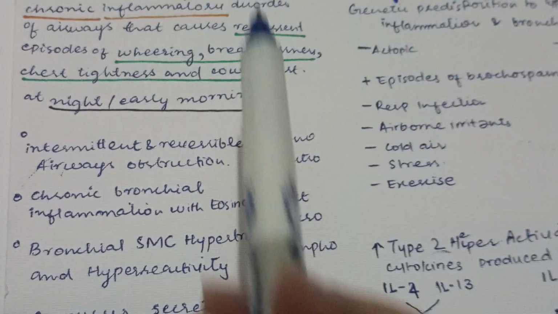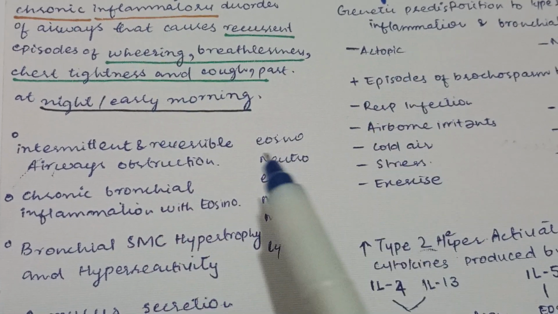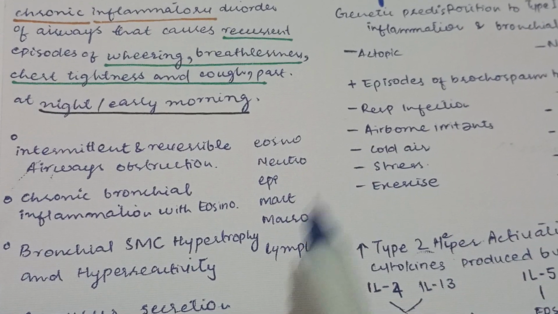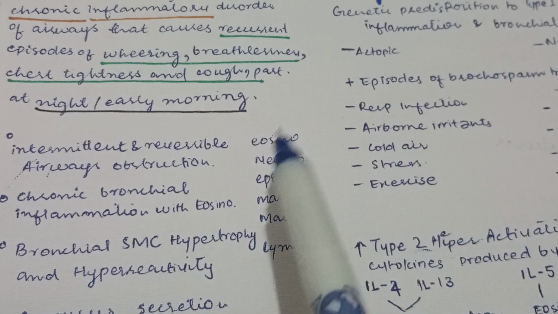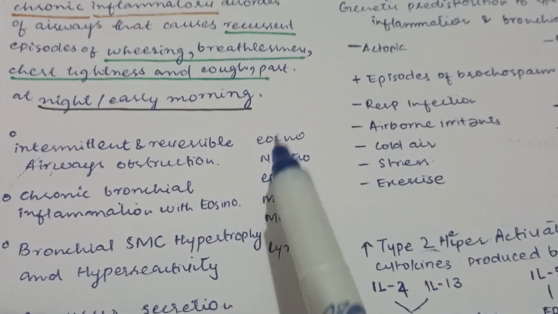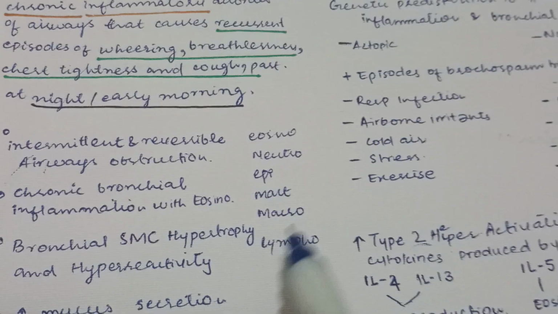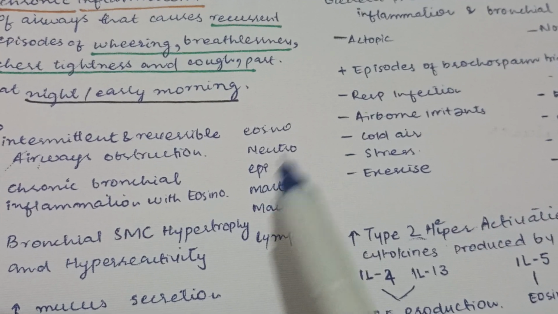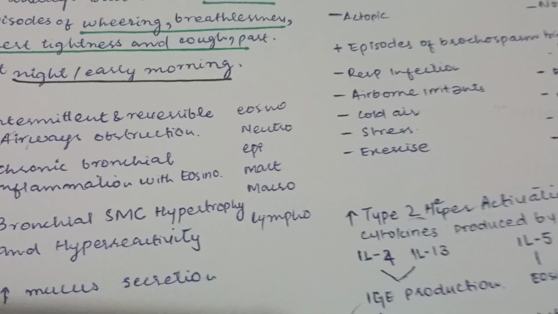As I have told, it's an inflammatory disorder, so the inflammatory cells must be present at the site of airway. They include eosinophils, neutrophils, macrophages, and lymphocytes. Mast cells and epithelial cells are also present.